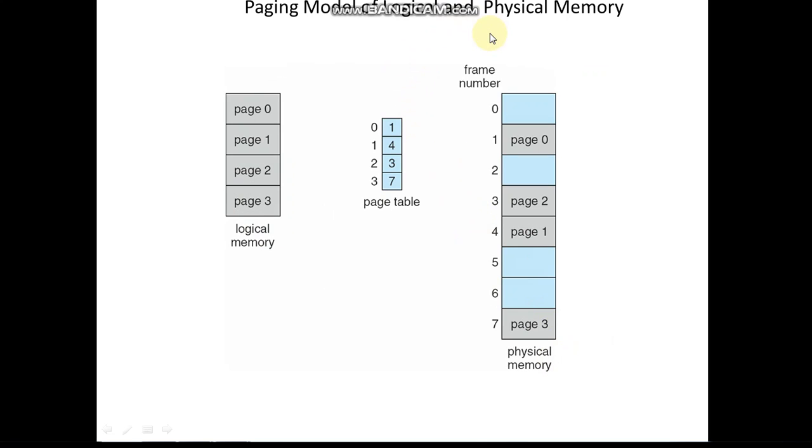Paging model of logical and physical memory. So these are the pages, 4 pages required, as logical memory is broken into pages. This is a page table which is mapping the page numbers to the appropriate frame numbers. So this is how it is allocated onto the physical memory, same as the previous diagram.